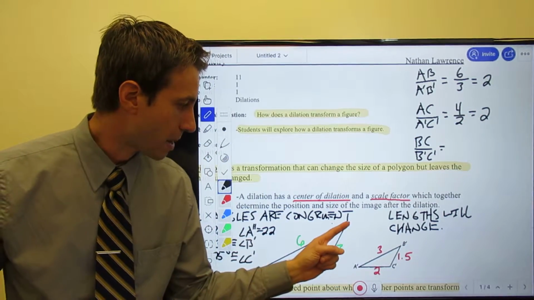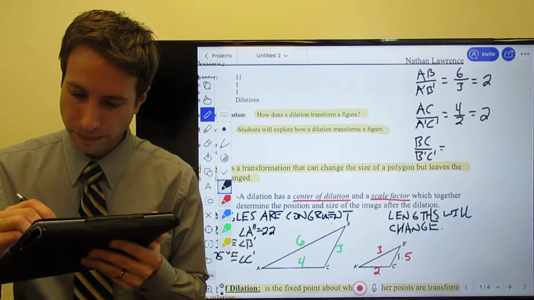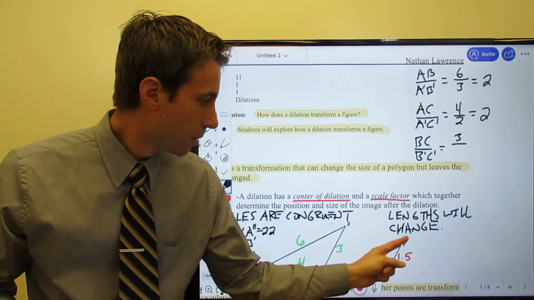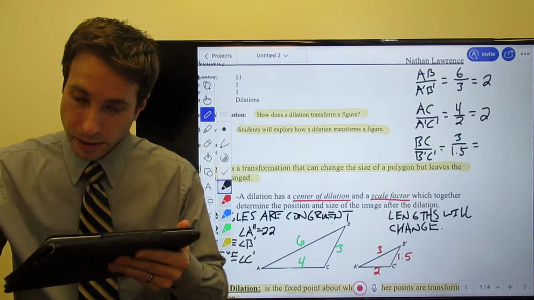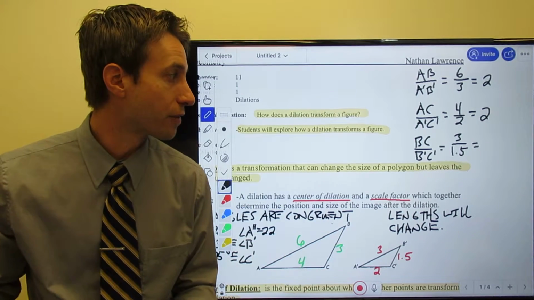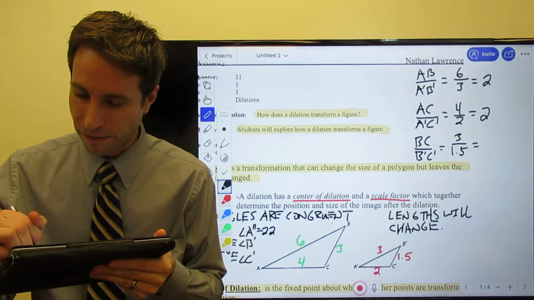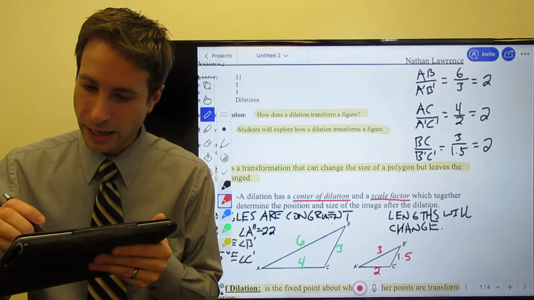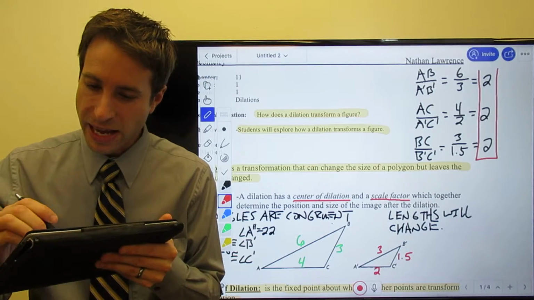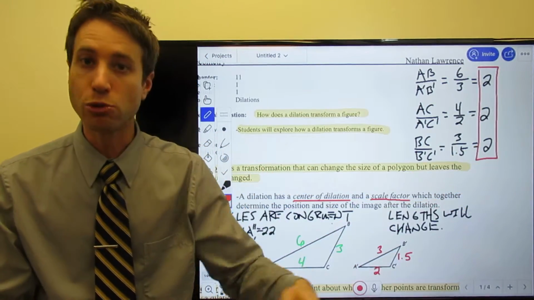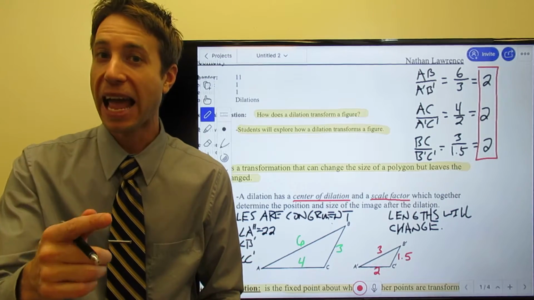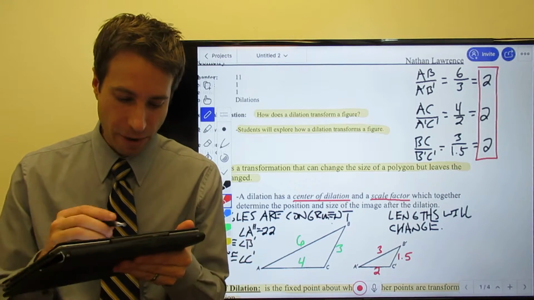Well, what about my last one? BC, which is 3, over B prime C prime, which is 1.5. And yeah, sure enough, use a calculator if you need to, 3 divided by 1.5 is 2. This right here is the really important part. In order for it to be a dilation, I need all of those ratios to be the same, and that is your scale factor.